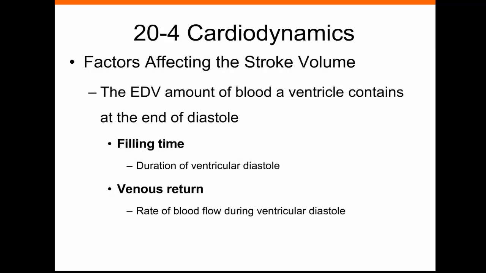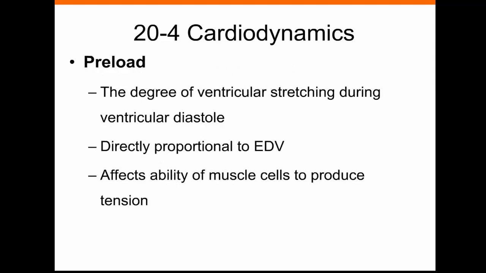Factors that affect stroke volume: you've got the end diastolic volume, the amount of blood contained in the ventricle at the end of diastole, the filling time, so the duration of ventricular diastole, and also the amount of venous return that is coming back to the heart. Preload is a complex concept for you to understand, but suffice to say it is the degree of ventricular stretching during ventricular diastole. It's directly proportional to the end diastolic volume, and it affects the ability of the muscle cells to produce tension.